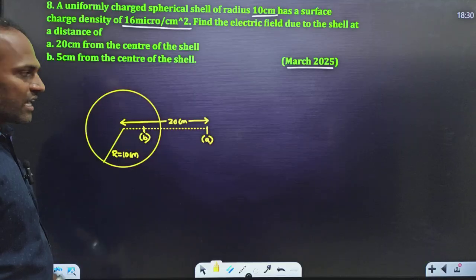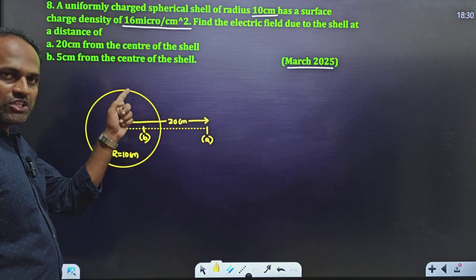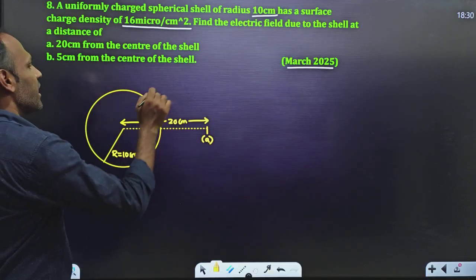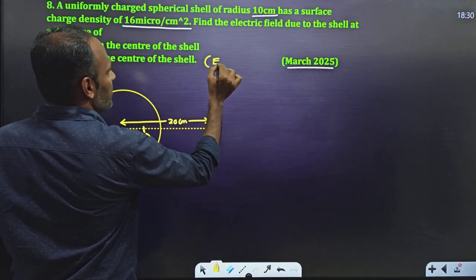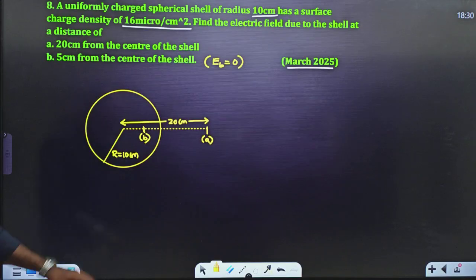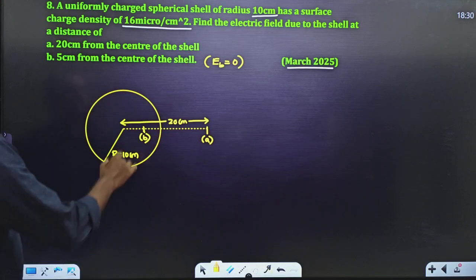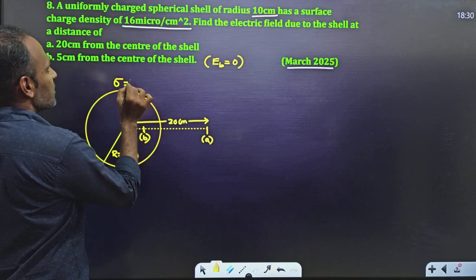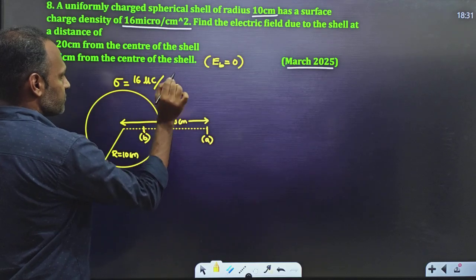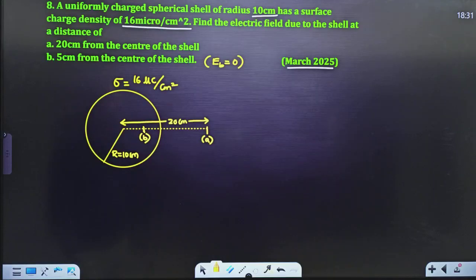Now we know that charges always reside on the surface of the shell. So electric field inside the shell will be 0. That means you already got to know the electric field here will be 0. At point B, we already know the electric field is 0, right? We have to write that as the reason. Surface charge density of this shell is given, it is 16 microcoulomb per centimeter square.